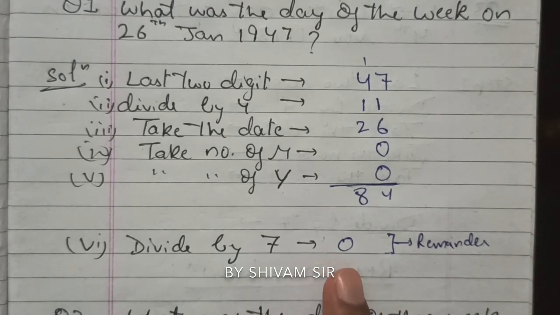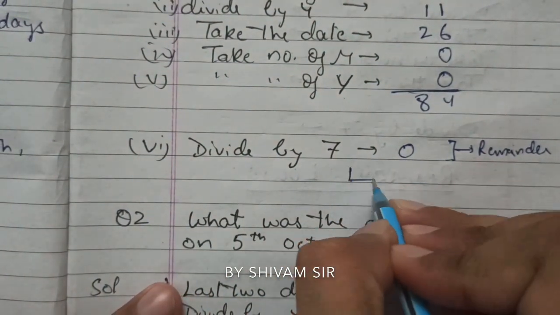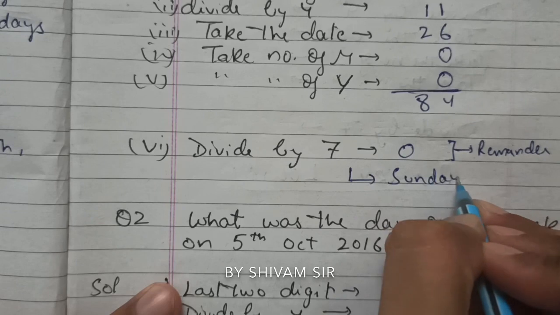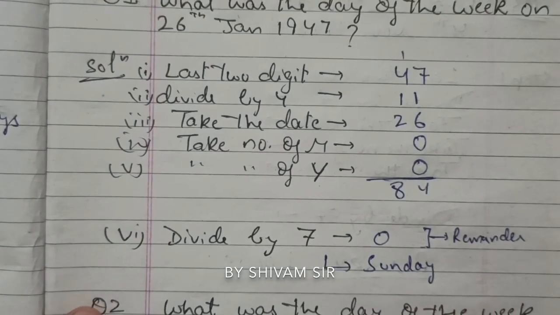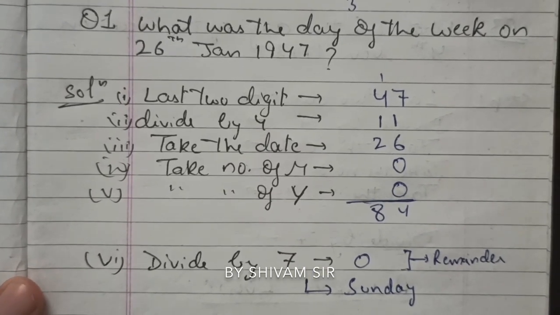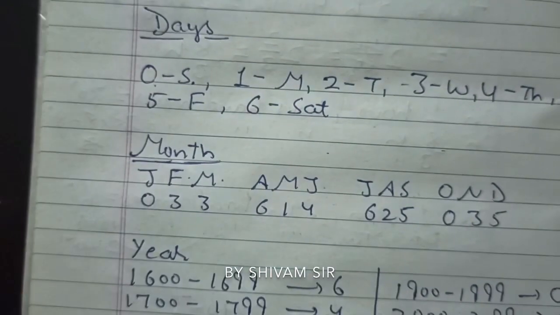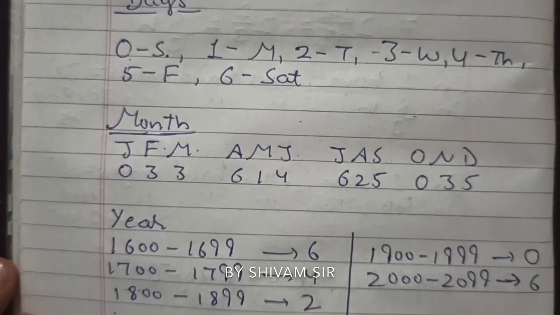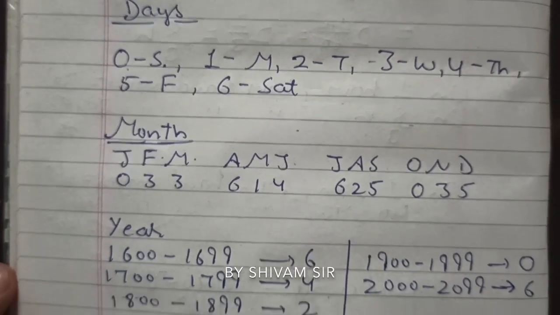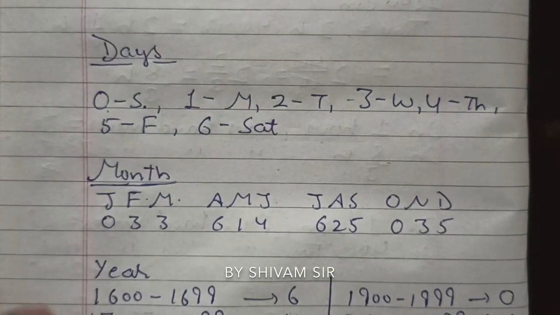Now 0 is the code of which day? See, 0 is the code of Sunday. So this day will be Sunday. So easy steps you have to follow. Just follow these 7 steps, learn the codes which we have written, and you will be able to find out the exact day. So you can pause the video to note it down. Firstly these days and then this year. These codes you have to remember, and once you learn these codes and these steps, you will be able to solve the question in seconds.